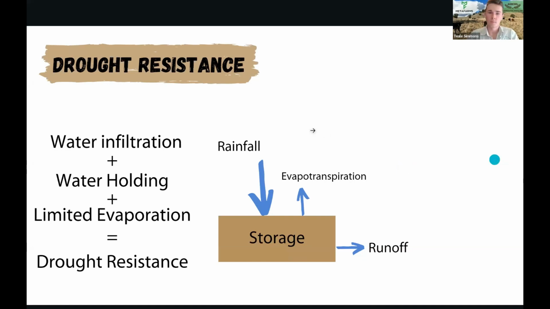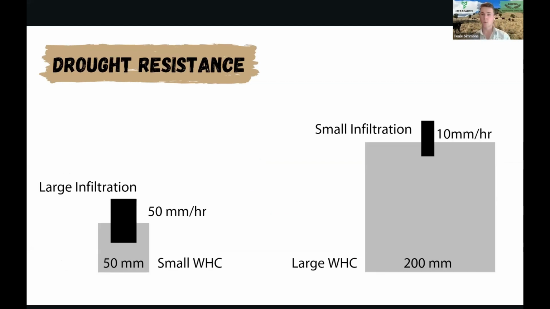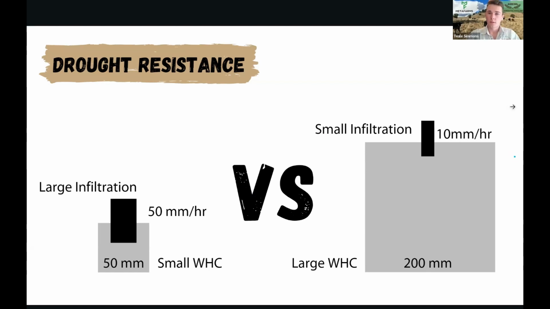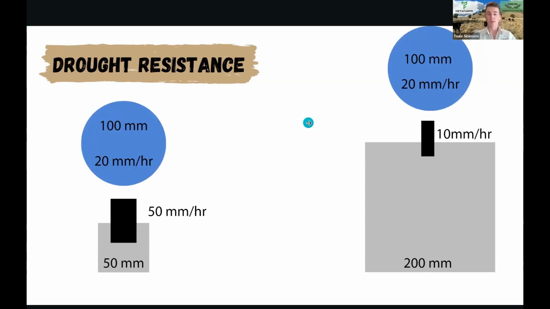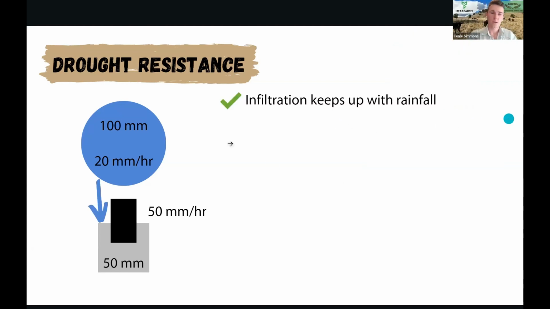So let's run through an example. Say we have a large infiltration, but a small water holding capacity. Now let's compare that to a small infiltration rate, but a large water holding capacity. You can see there the numbers for each, and we'll run through the example. Say we get a big storm, we're getting 20 mils an hour for 5 hours. That's 100 mils. In our first situation, the infiltration rate keeps up with rainfall. So that's a big tick.